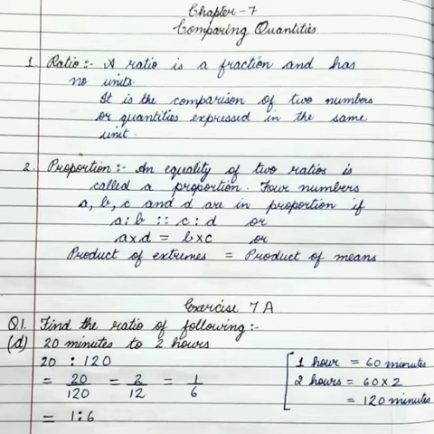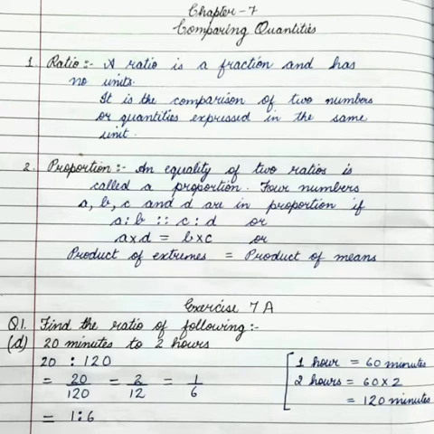Find the ratio of the following. D part, 20 minutes to 2 hours. 20 is to 120. But how did we get this 120? Now we already know that 1 hour is equal to 60 minutes. So 2 hours will be equal to 60 into 2, that is 120 minutes. So this is how we have got this 120. Now 2 hours is actually 120 minutes.